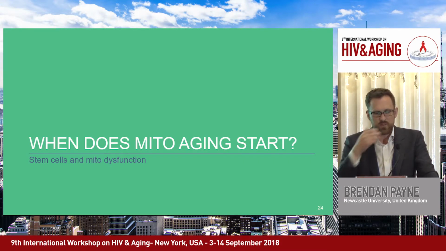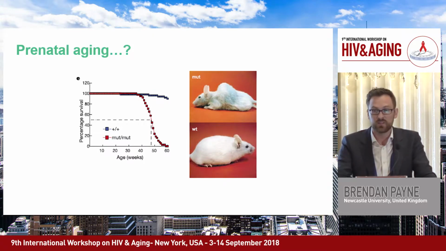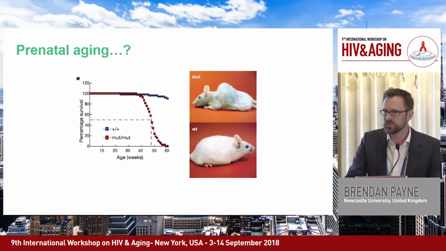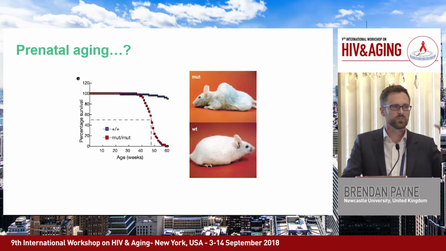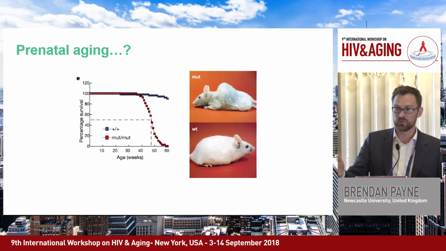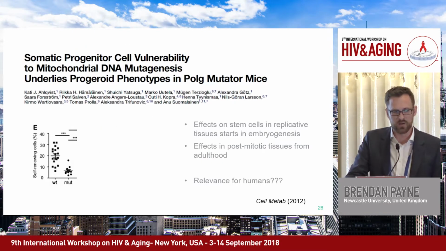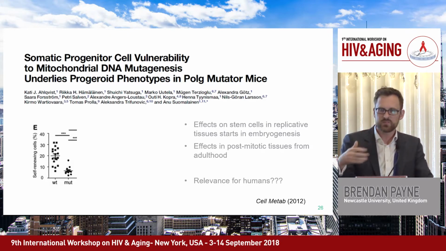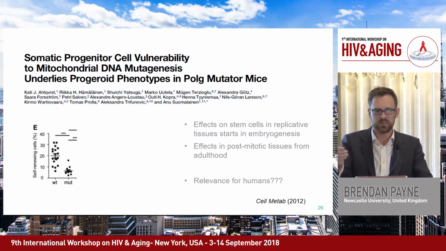So the next question I'm going to pose is, when does mitochondrial aging start? And that may seem a slightly esoteric question, but if we come back to this mouse that we've already met, he starts to look ropey from maybe 4 months of age, something like that, so well into mouse adulthood. However, if you look at some of the replicative tissues in the mouse, you can actually go right back into the embryonic period, and there is already a defect.